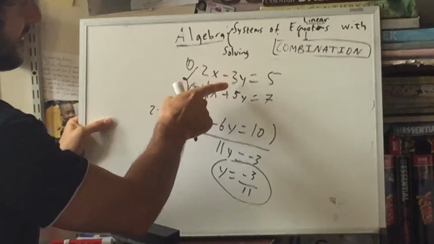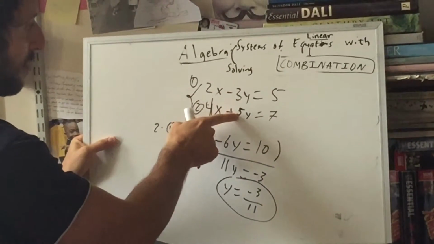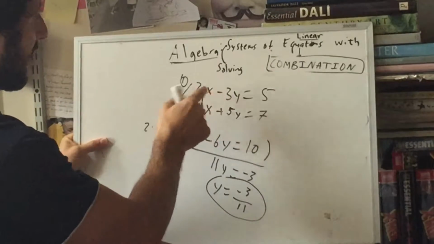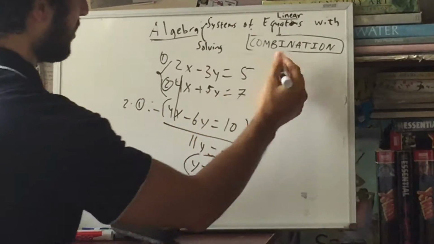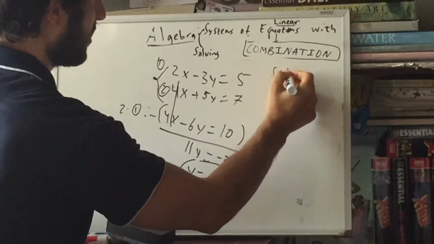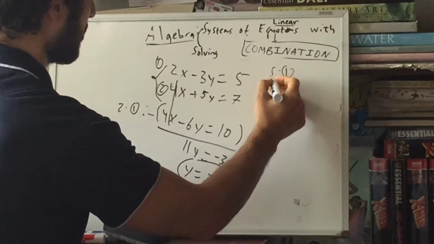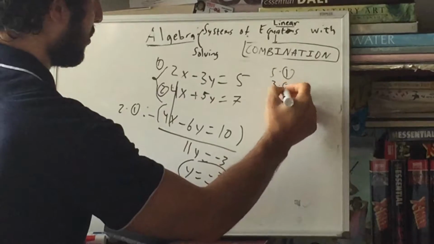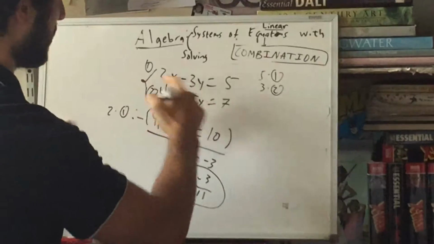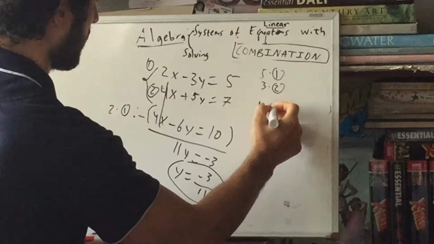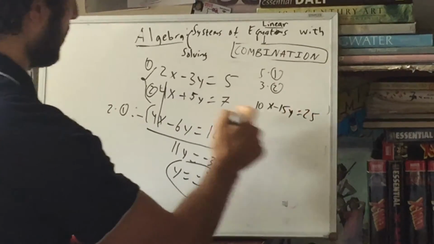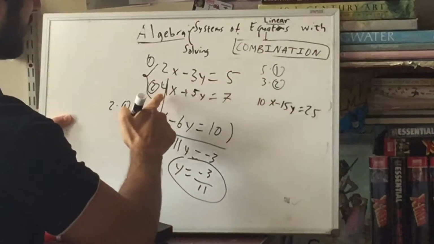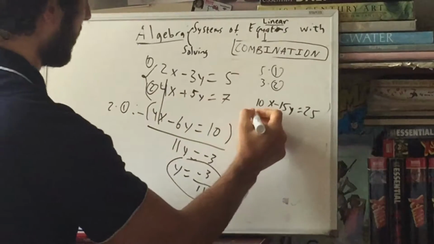Let's see what we're going to do. We're looking for the least common multiple of 3 and 5, so that will be 15. So we're going to take 5 times this equation and 3 times this equation. So we do 5 times equation 1, and we're going to do 3 times equation 2. All right, so what do we get here? We multiply everything by 5. Now multiply this whole thing by 3.